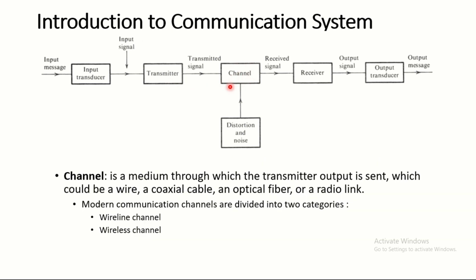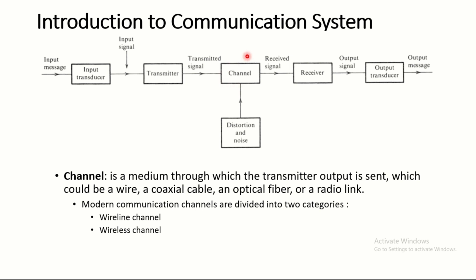Then we have the channel here. The channel is basically the medium through which the transmitter output is sent to the receiver. This channel may be a wire. For example, if we have a landline telephone system, a cable is running from the local exchange to your house. When you pick up your telephone receiver and try to call someone, this signal is transmitted through this wire from your house to the local exchange and then onwards to the desired destination.